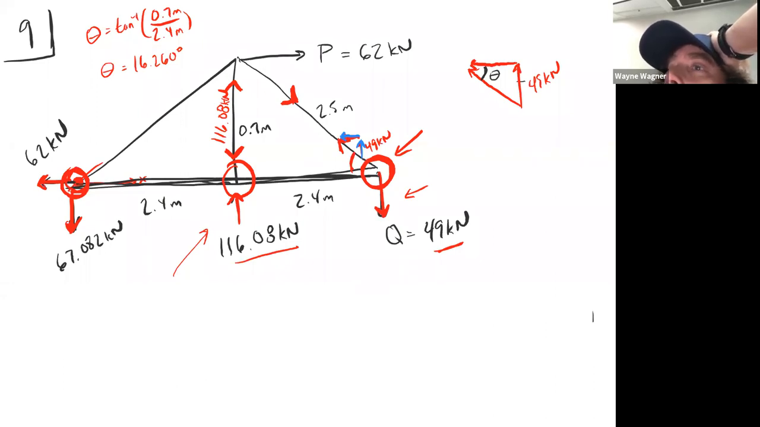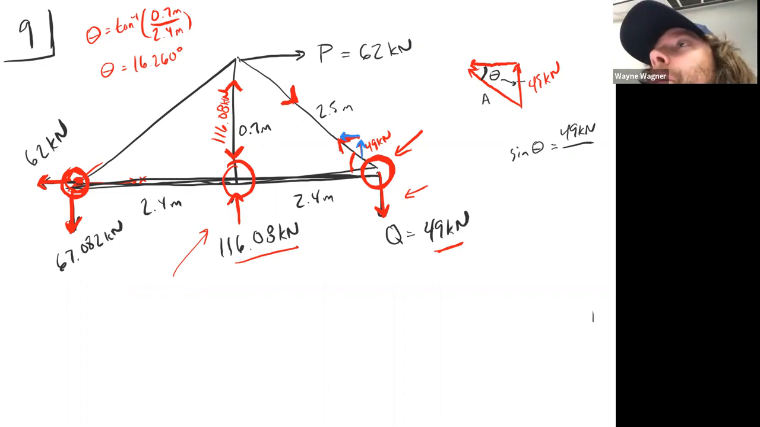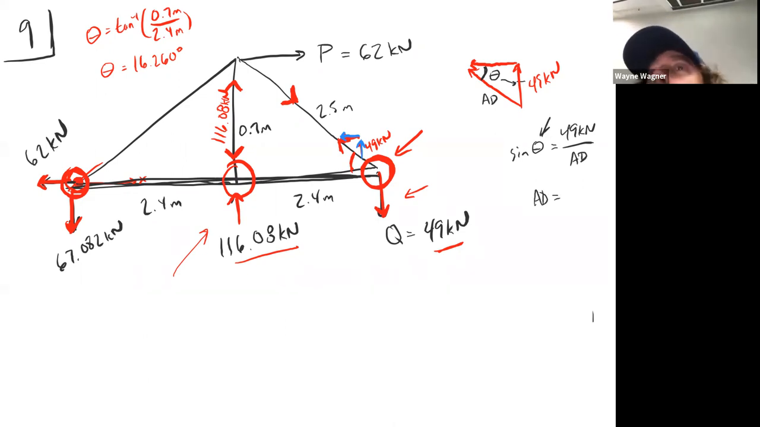Okay, so to figure out this triangle, how do we get this? Get that 49, so that's our opposite, so we're going to do the sine of theta equals the opposite, 49 kilonewtons, over the hypotenuse, which is this one right here. So this is AD, the name of this force, over AD. Okay, so I'm going to plug in that 16 right here, and AD equals 49 divided by the sine of 16.260.